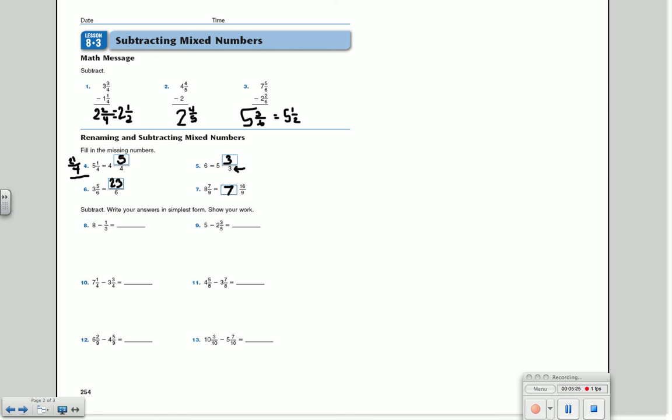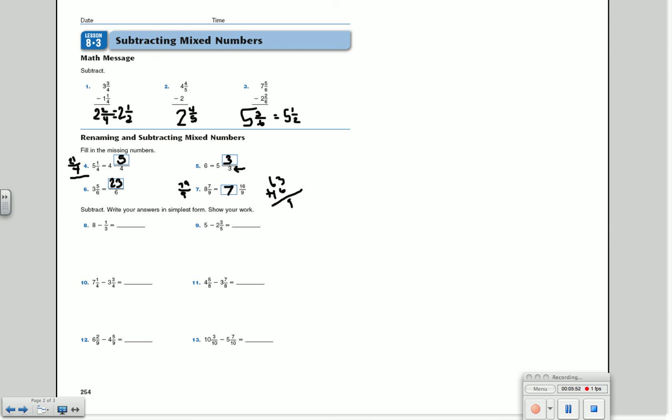Let's double check. 8 times 9 is 72. 72 plus 7 is 79/9. And I should likely get the same thing. Let's see. 7 times 9 is 63. 63 plus 16. Well, let's write that off to the side. Yeah, 63 plus 16. That's 79.